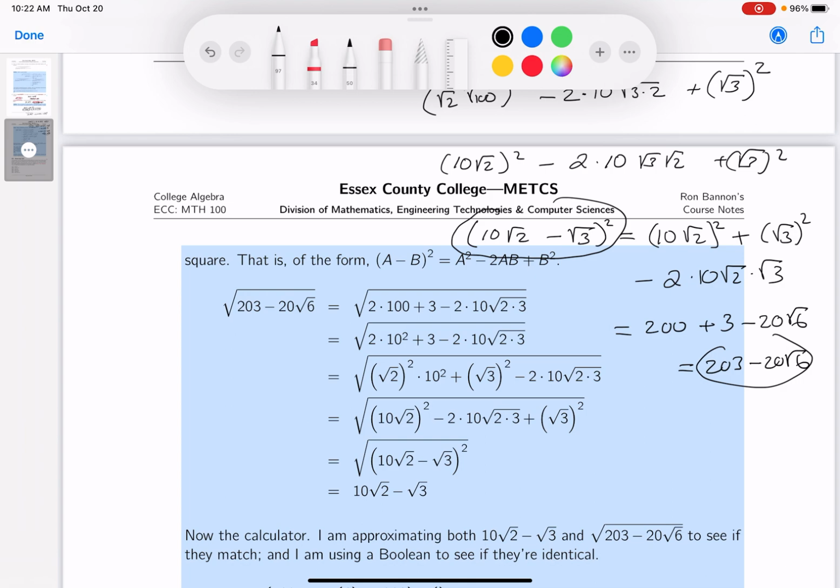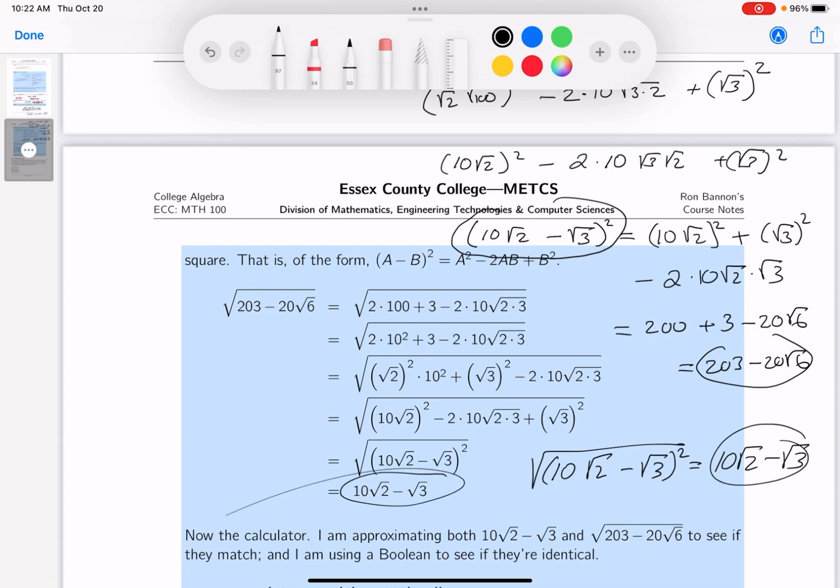What are we trying to do? Take the square root of that number. All right, let's write this down. So it's 10 root 2 minus root 3, quantity squared. What do you get there? 10 root 2 minus root 3. That's it. Thank you.